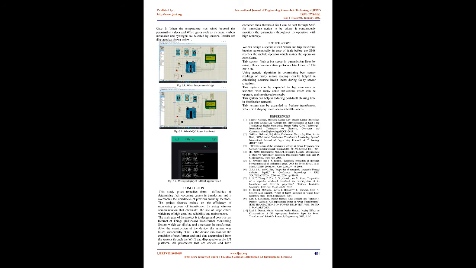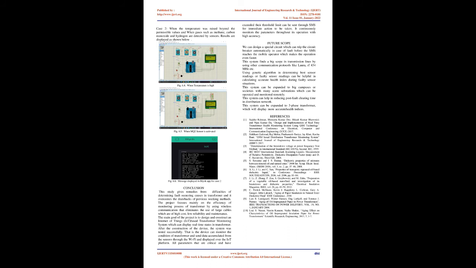6 Results and discussions. Case 1. When temperature is normal and the sensors do not detect the gases methane, carbon monoxide, and hydrogen, the result display is shown below. Case 2. When the temperature was raised beyond the permissible values and gases such as methane, carbon monoxide, and hydrogen are detected by sensors, results are displayed as shown below.